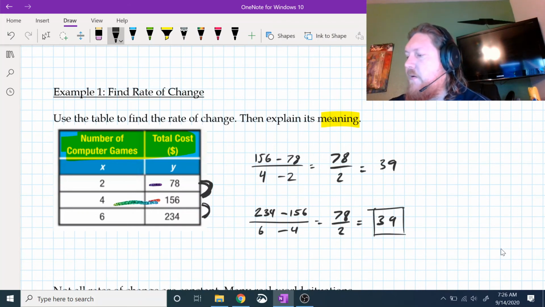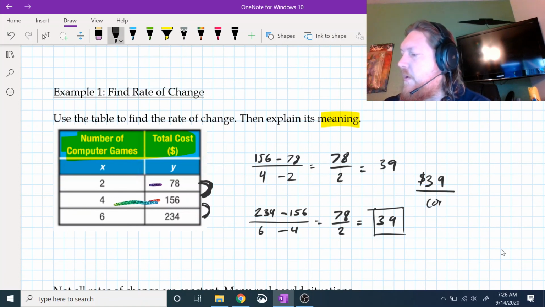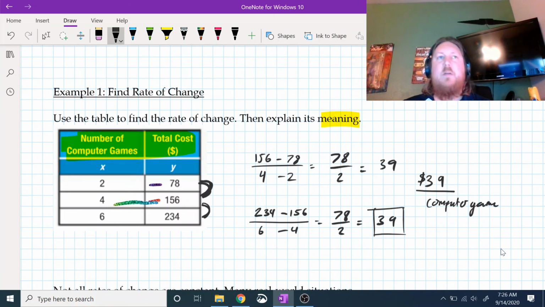It is 39, but it's 39 what? Remember, the numerator is total cost, dollars, per number of computer games. $39 per computer game. So basically what that is describing is the cost for each game is $39, because we have ourselves a unit rate. All right.